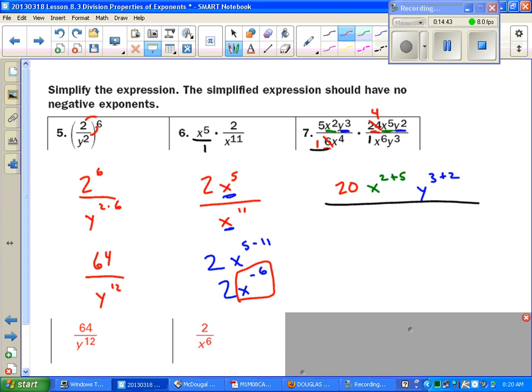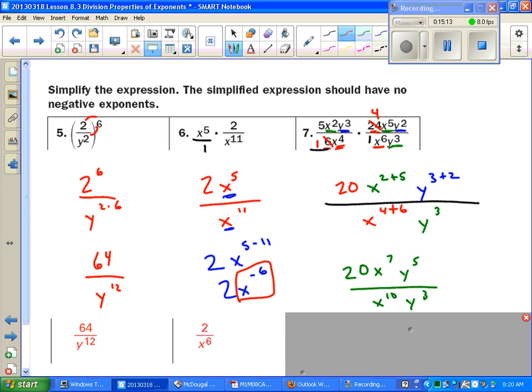And x to the 4th times x to the 6. That gives you x to the 4 plus 6. Remember, multiplication goes with addition. And the only other thing they have up there is y to the third. So we'll just bring down y to the third. At this point, we could just simplify everything we have. 20, x to the 2 plus 5 is x to the 7th. Y to the 3 plus 2 is y to the 5th. Over x to the 4 plus 6 is x to the 10th. Y to the third.